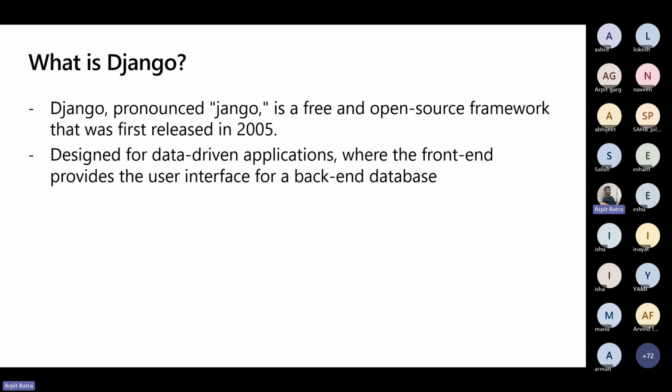It is a free and open source framework that was first released in 2005. It is designed for data-driven applications where the front-end provides the user interface for a backend database. That is the definition of Django. I repeat, Django is an open source framework released in 2005, designed for data-driven applications where the front-end provides the user interface for a backend database.